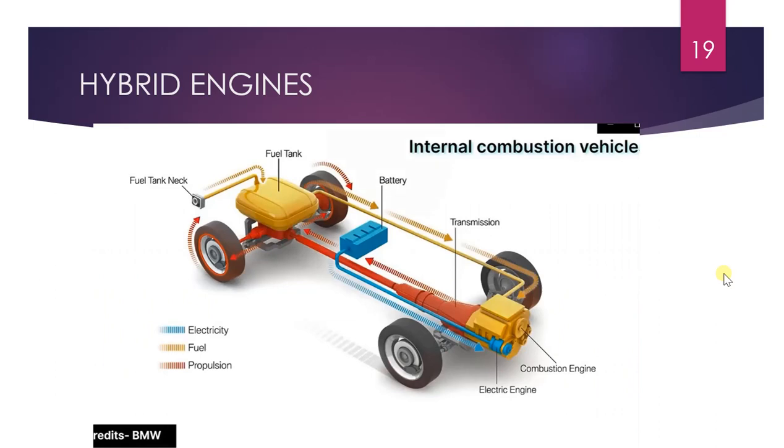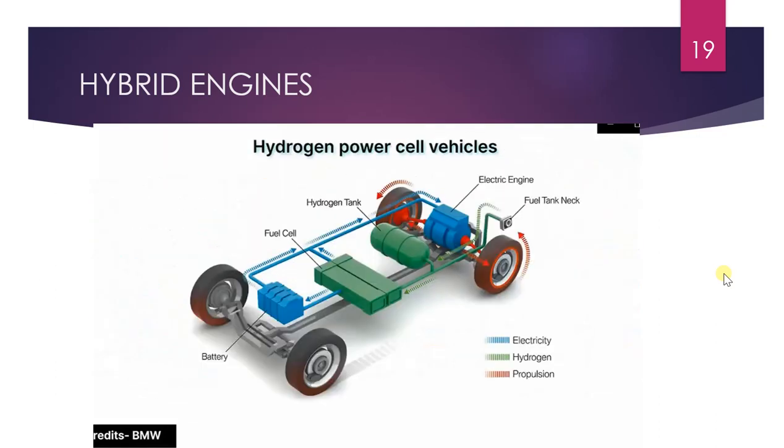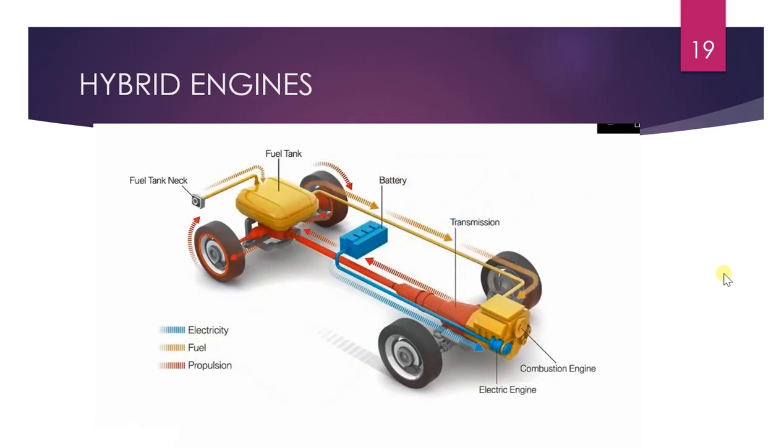In a hybrid vehicle, the power is normally drawn from two sources within the same vehicle. There are two common types of hybrid vehicles currently being used. They are the internal combustion vehicles and the hydrogen power cell vehicles. In this video, we'll be talking exclusively about the most common type of hybrid vehicle, the IC engine variant. These vehicles combine an IC engine with a battery, an electric motor, and a generator.